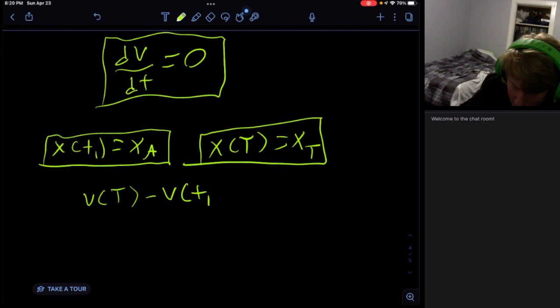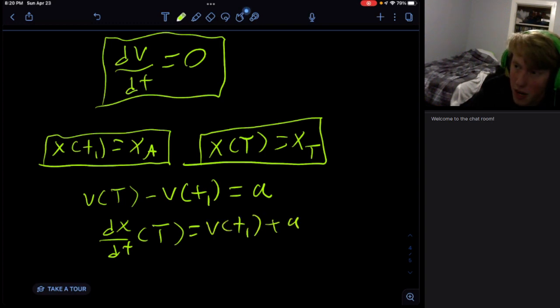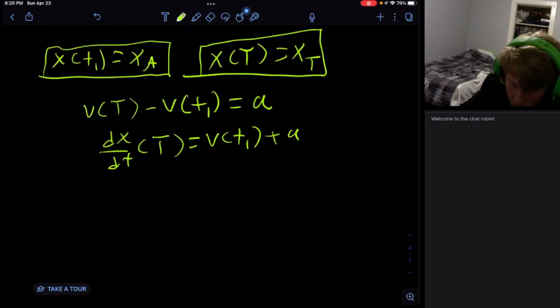V of t1 equals, we're just going to call it a constant. Okay, so then we need to integrate this, so instead of saying v, we can say dx dt of t equals v of t1 plus a. All of the things on the right are constants, by the way. These are fixed constant values. So x of, oh shoot, it's the furl.